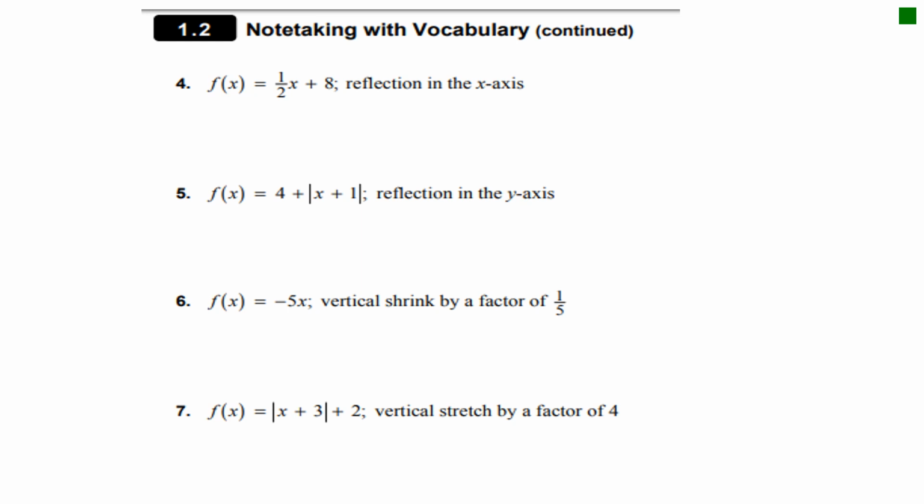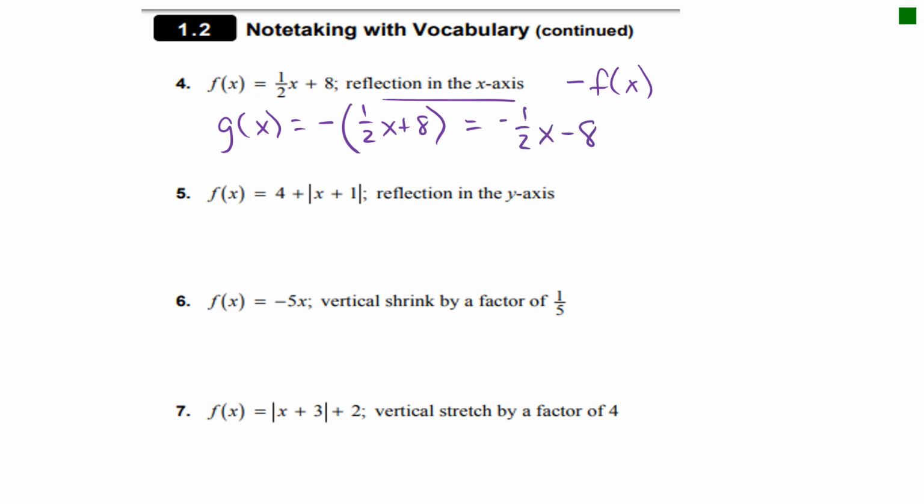Okay, so the next one is reflection in the x-axis. Reflection in the x-axis is negative whatever f of x is. So that's going to be easy. g of x is just going to be negative of my function. And then of course I would need to distribute my negative sign. Okay, so this is what your actual function looks like, and I'll just put a g of x. There you go.